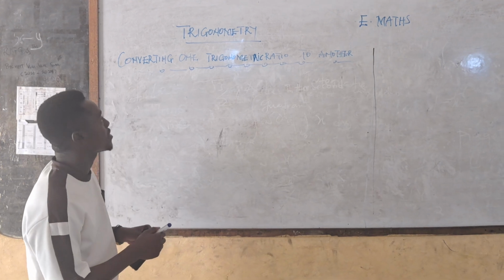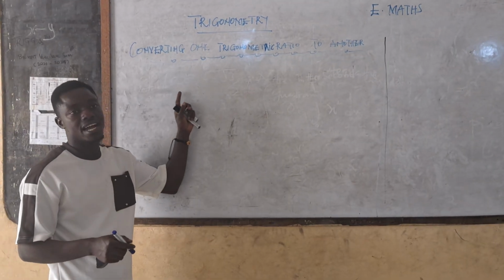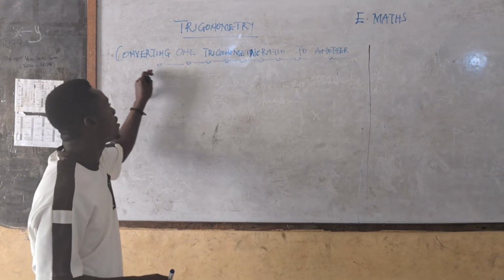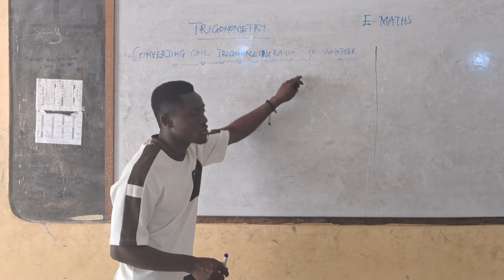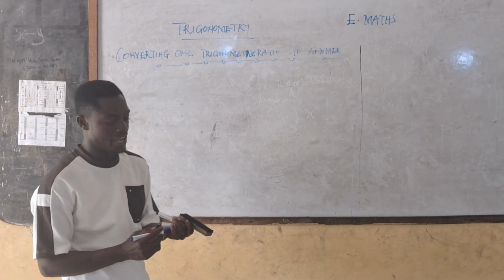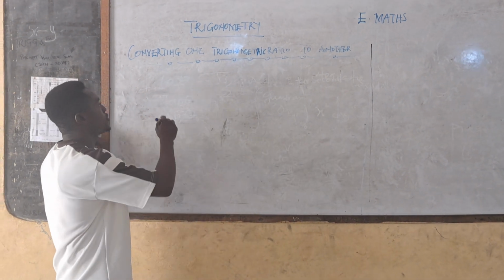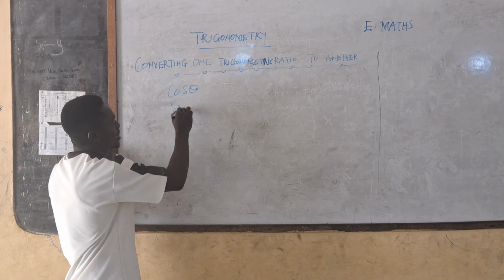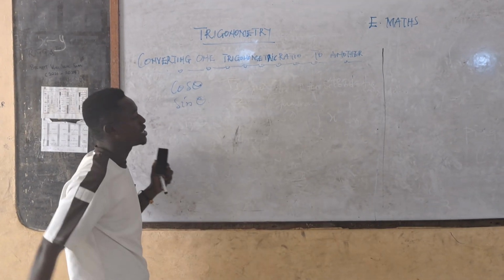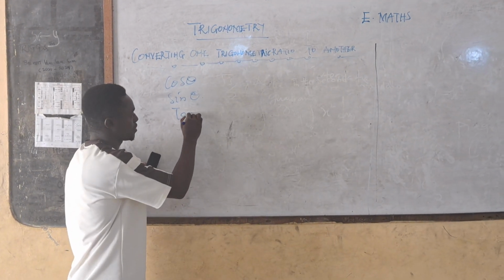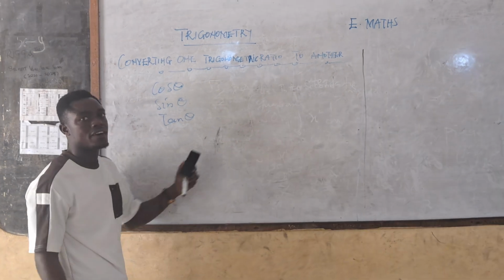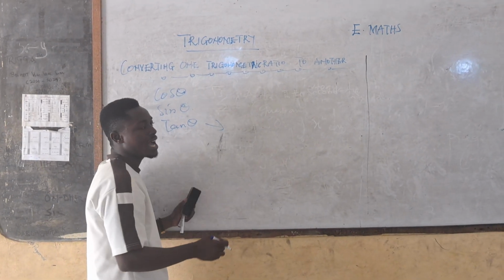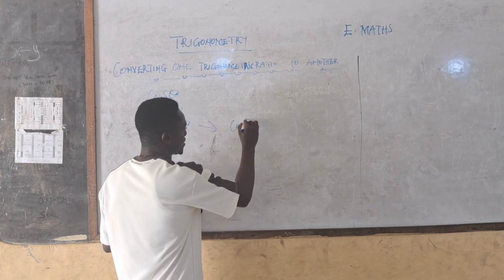The last time we met, we ended at looking at special angles. Today we are going to look at converting one trigonometric ratio to another. What does it mean? We have three main basic trig ratios: the cos of an angle, the sine of an angle, and the tan of an angle. We also have their reciprocals. The reciprocal of tan, as you know, is cotangent.